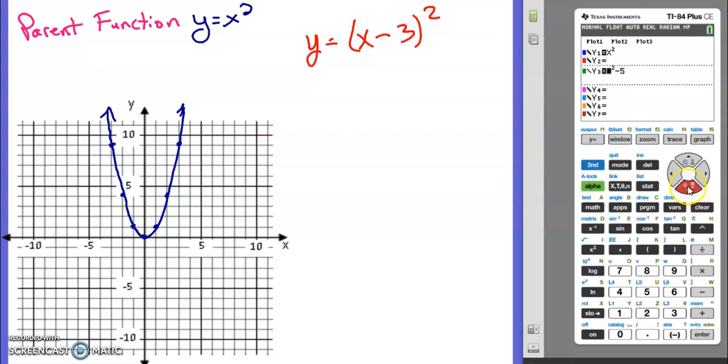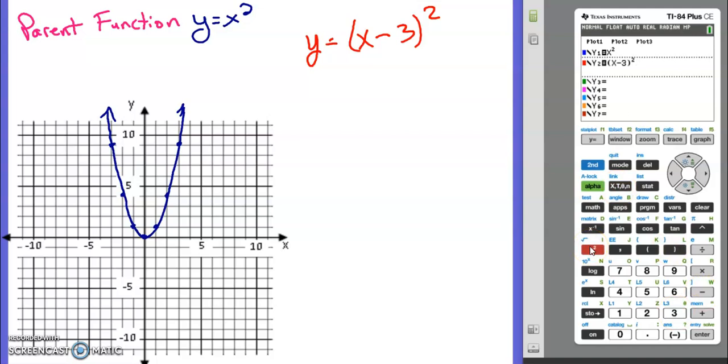So let me erase my other ones from the calculators. And just to save time, I'm just going to use my calculator. We could make an XY chart. It's not that complicated. But I'm just going to show you on the calculator what this actually looks like. All right, so x minus, oops, I typed it in wrong. So x minus 3 parentheses squared.